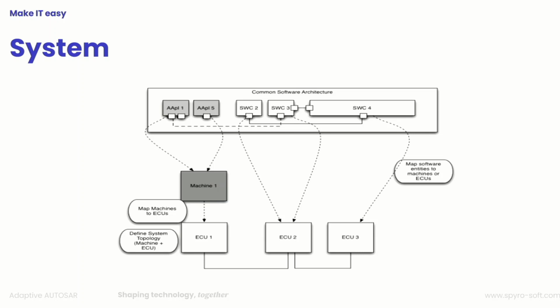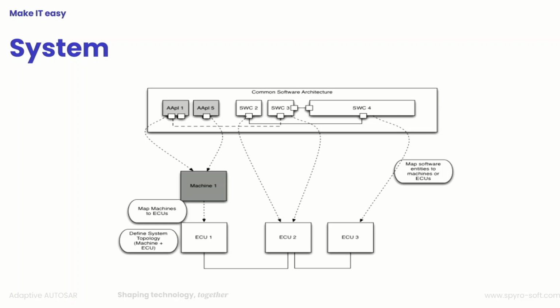And then in the last phase, we could map our applications to our hardware or virtual machine in the adaptive application case. For example, the two applications from adaptive will be running in machine 1, and this machine 1 will be installed into ECU1 as hardware, and SWC 2 and 3, for example, could be installed in ECU2, and the last application from the classical platform, SWC4, could be installed in a third ECU, ECU3.